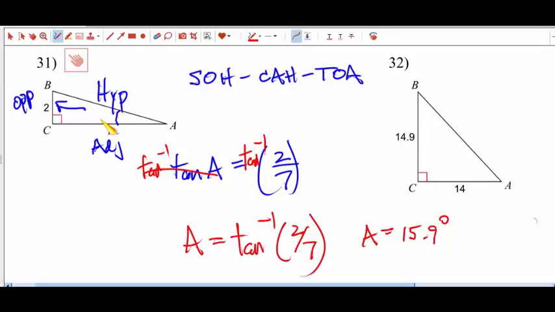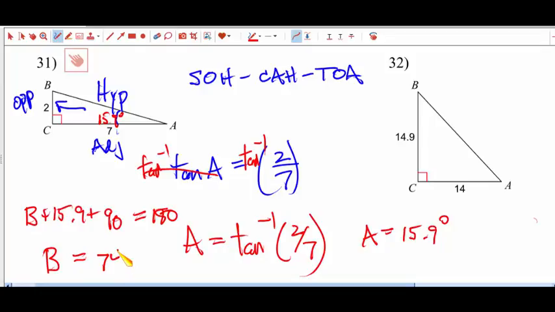If I know A, I can compute B as well, because the sum of the angles of a triangle have to add up to 180. So I'm going to do B plus 15.9 plus, I'm sorry, plus 90 equals 180. So if I solve that, I'm going to find that B is equal to 74.1 degrees.